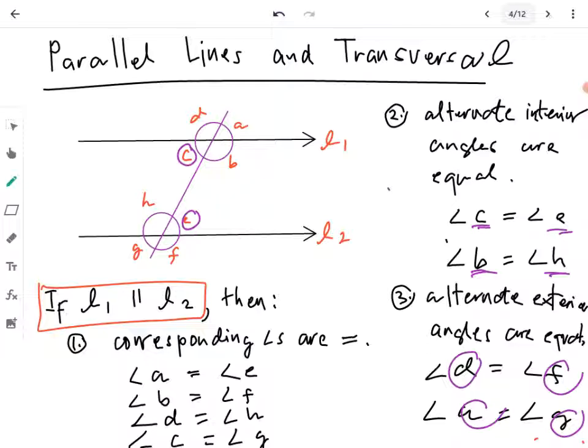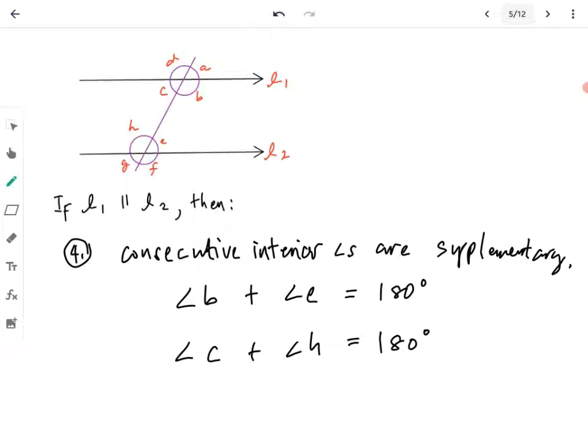The last one, if line 1 and line 2 are parallel, number 4, you have consecutive interior angles. Consecutive means they are on the same side of the transversal, and they are inside, interior. They are supplementary, which means they add up to 180 degrees.